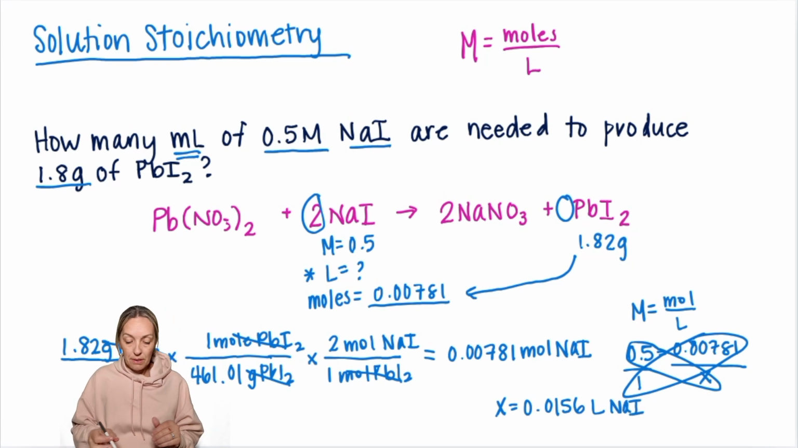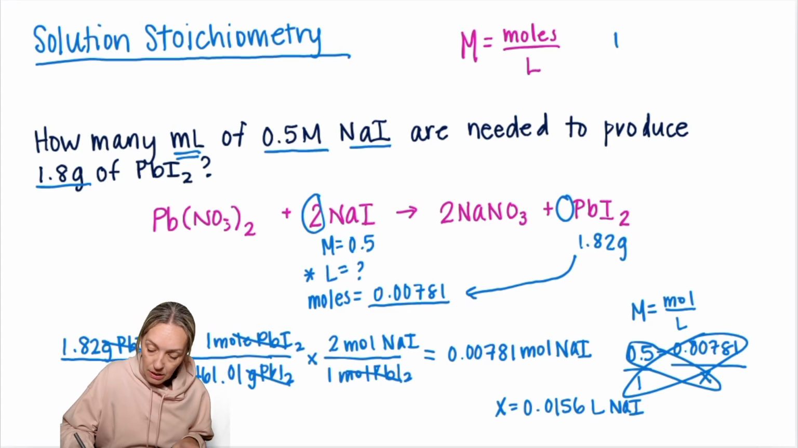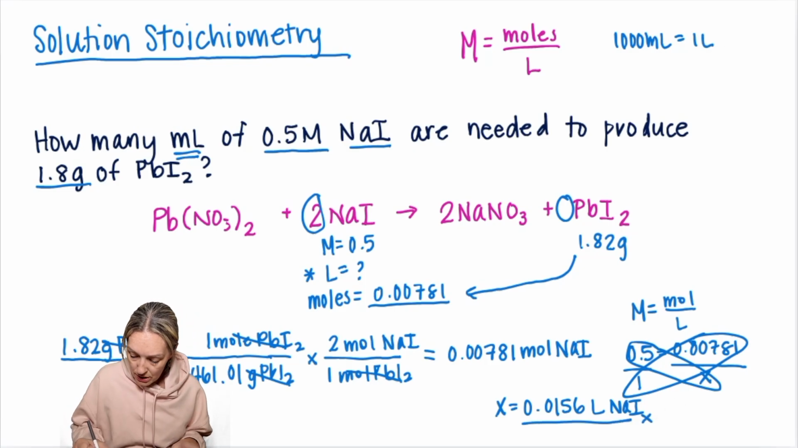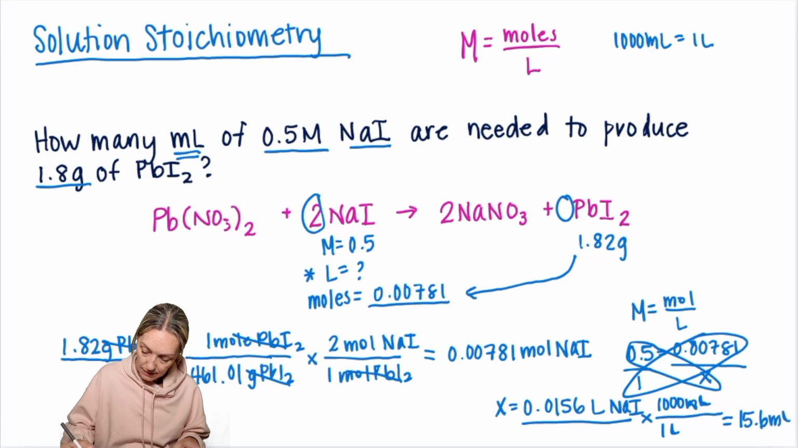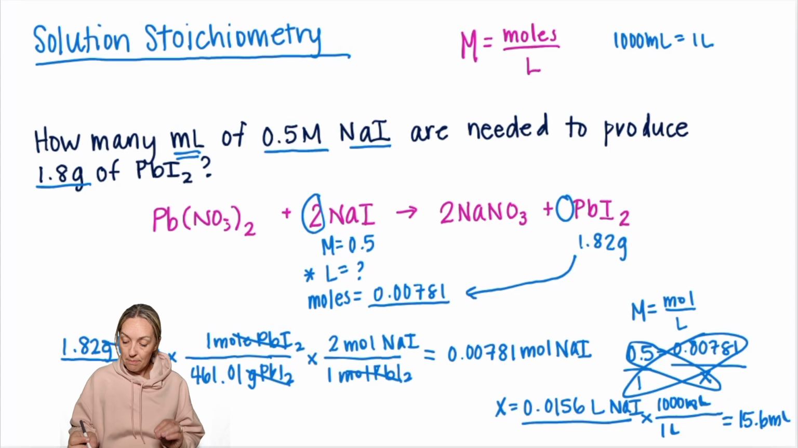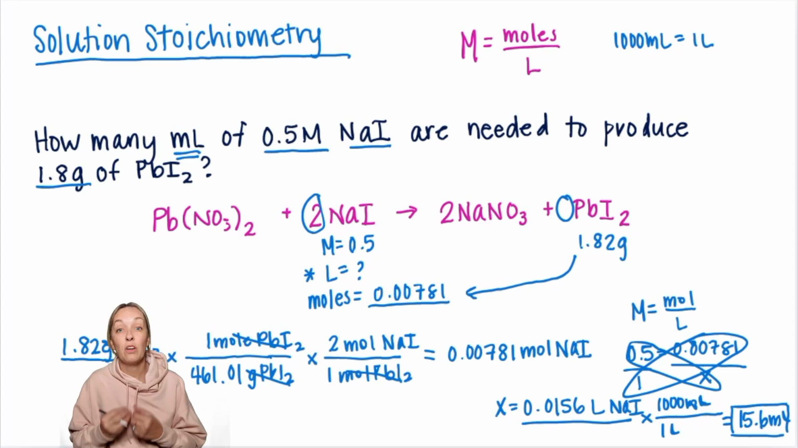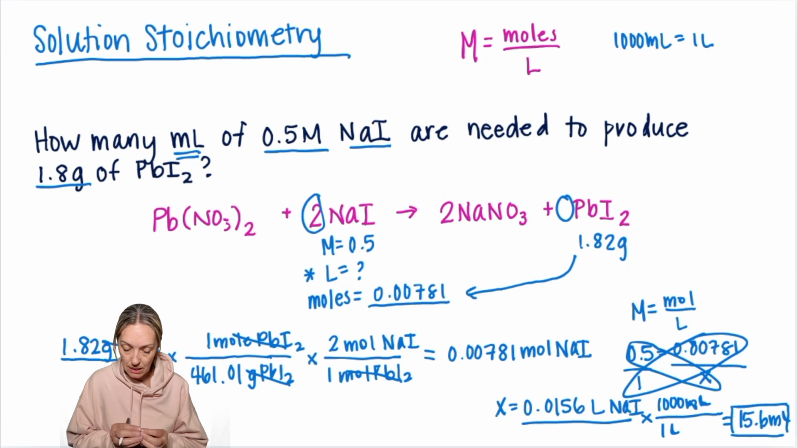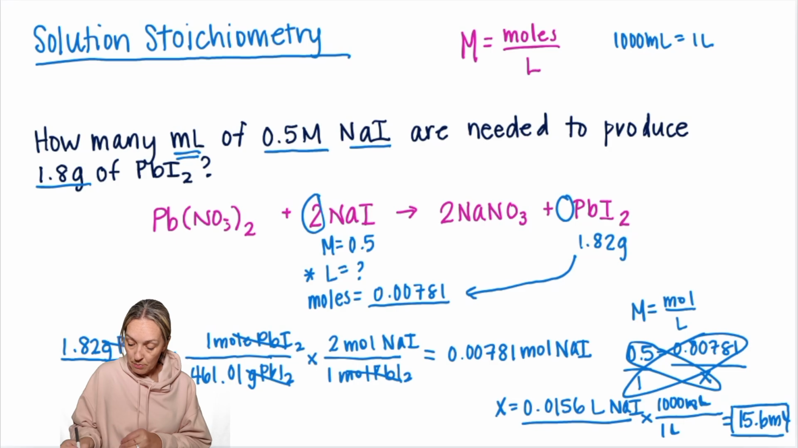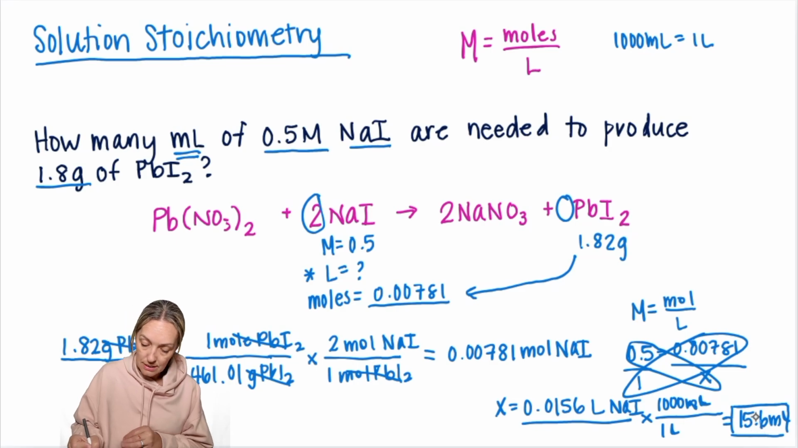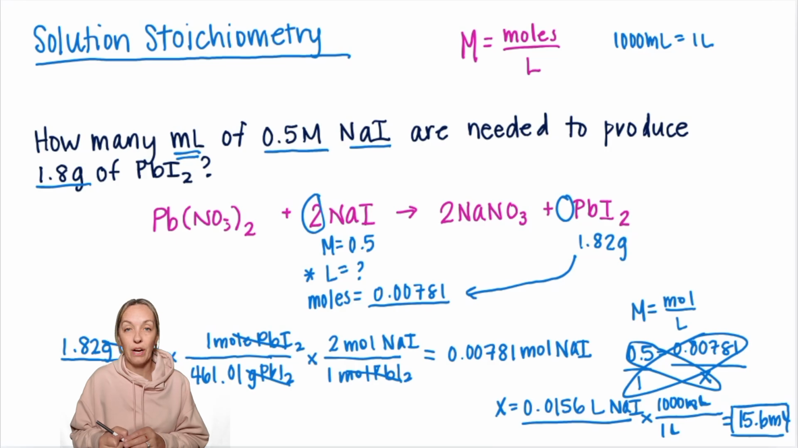So now I have liters of NaI. But remember that the ultimate goal here was to get milliliters, and we know that there are 1,000 milliliters in 1 liter. We can do a conversion, and I'll need to multiply my 0.016 times 1,000 to give me 15.6 milliliters. Again, those are my milliliters of NaI. So if I go back to the problem, it's important to remember what these numbers mean. If I want to make 1.82 grams of PbI2 as my product, I would have to start with 15.6 milliliters of my 0.5 molar NaI.